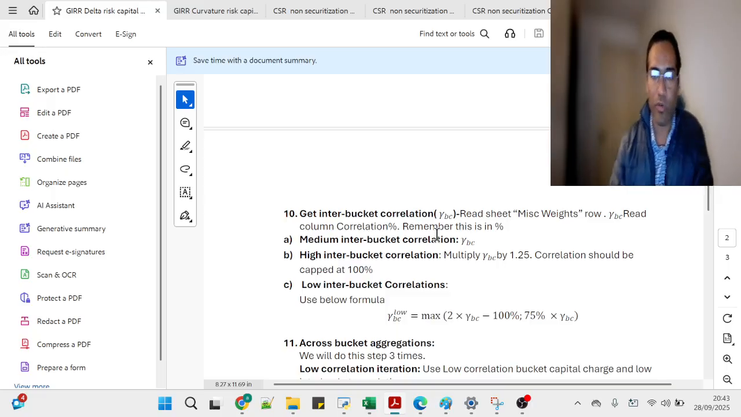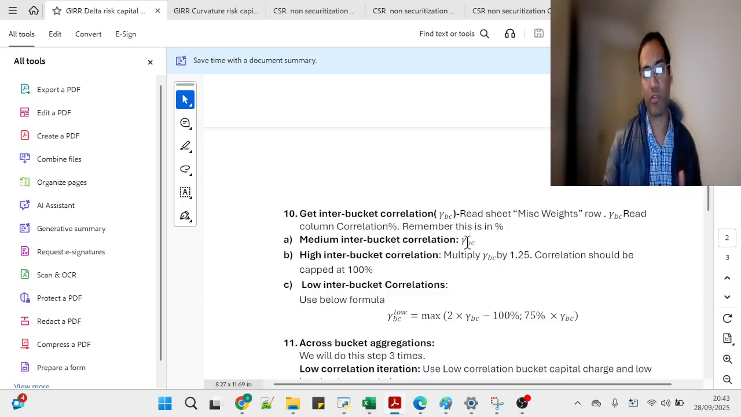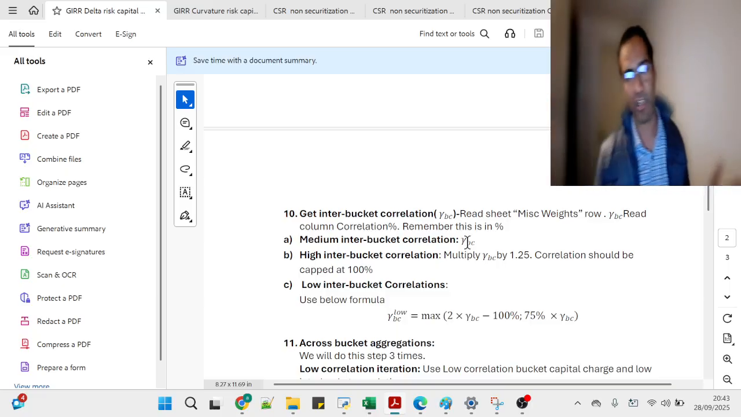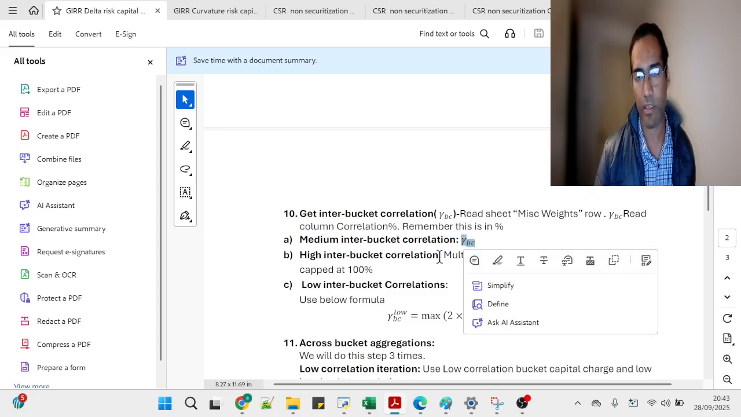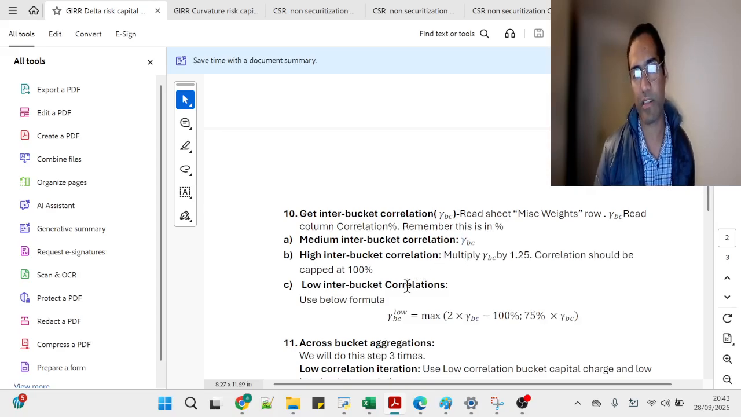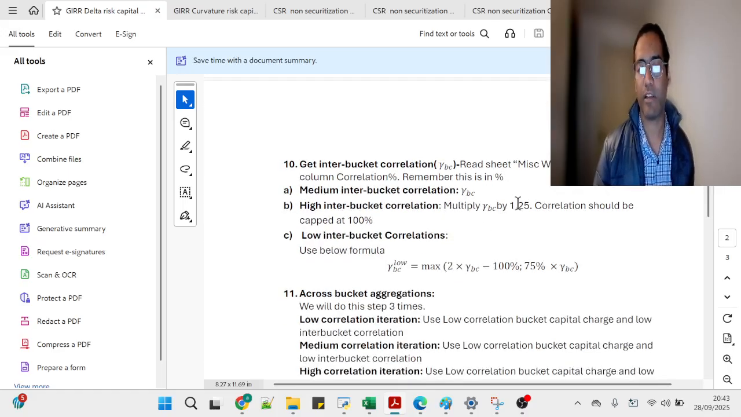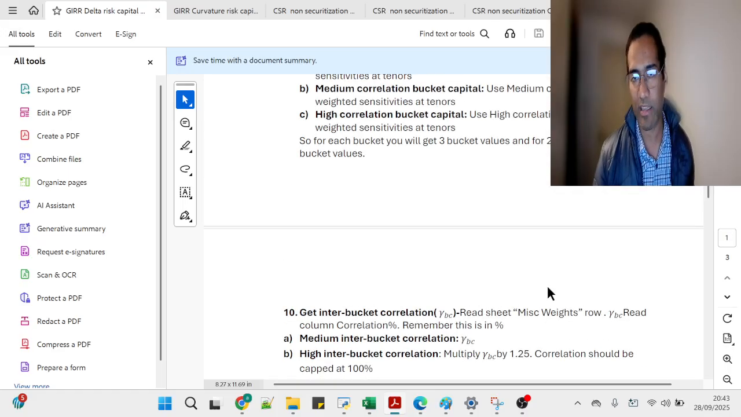So once you have calculated the bucket, how do I aggregate all the buckets? Obviously, after currency conversion, right? You have to convert euro into USD and then do the conversion. For that, there is an inter-bucket correlation. This is the gamma between buckets B and C, and the process is the same.